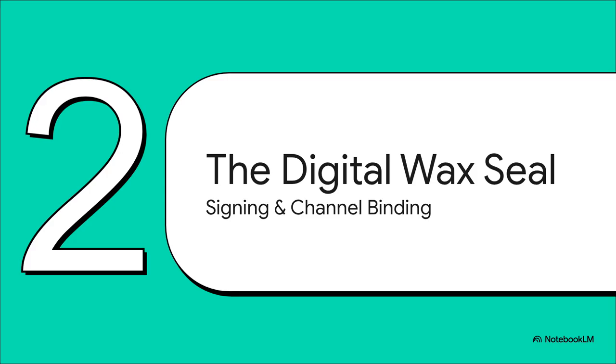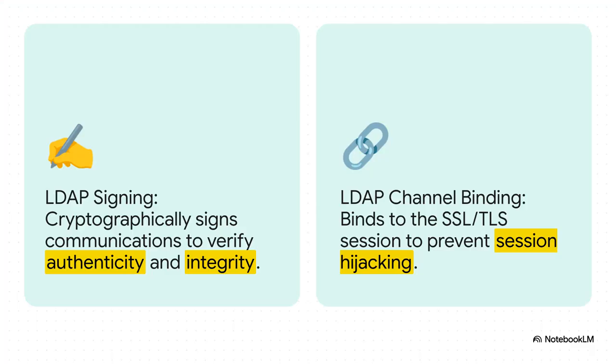Those are some pretty scary threats, but the good news is there are powerful defenses. And that brings us to how we fix this whole mess with something you can think of as a digital wax seal, or, more technically, how signing and channel binding protect you. So there are two key protections we need to talk about. First up is LDAP signing. Just picture a tamper-proof wax seal in an old-school letter. That's what this does, digitally. It proves the message is authentic and that no one has messed with it.